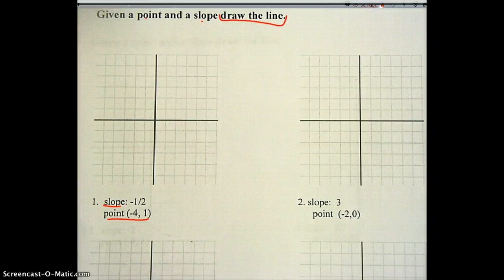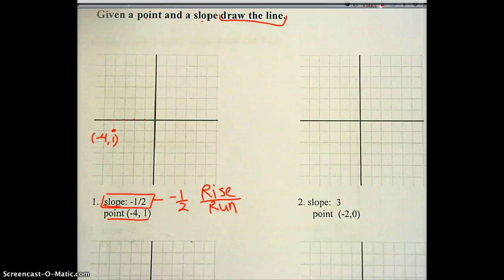Well, since we have to draw the line, let's start by graphing this point. (-4, 1). So there's my point. Okay, so I have my point graphed, but now I've got to figure out how to use the slope. It's really important to never forget the definition of slope. So my slope is -1/2. The definition of slope is rise over run.